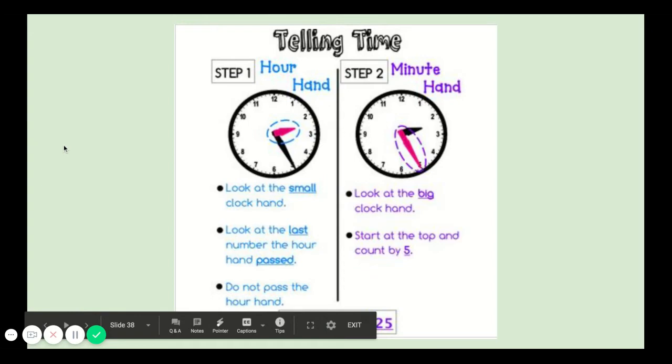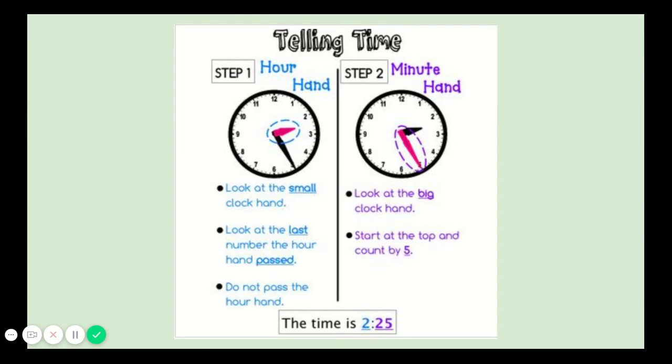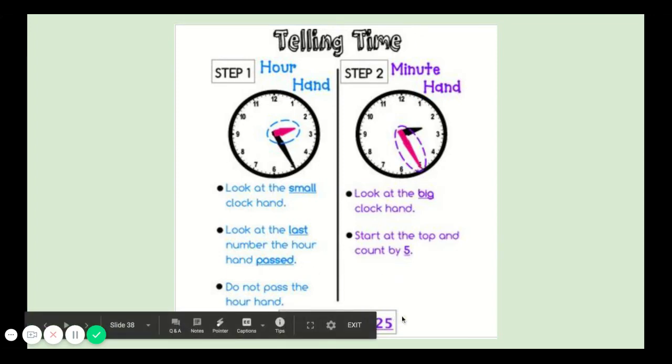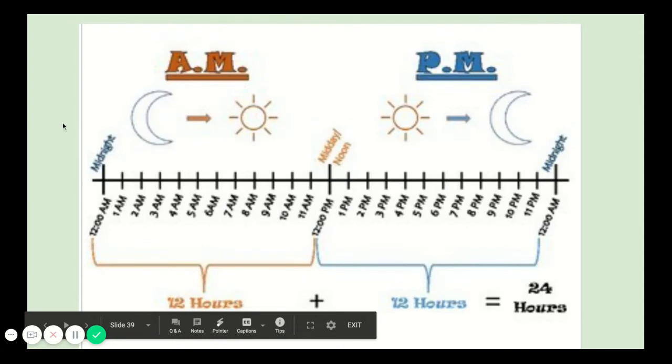When we tell time on an analog clock, there's 2 steps. First, we look at the hour hand, the small hand on the clock. It's important to go back and look at the last number the hour hand has passed. That is the hour. Second, we look at the minute hand. Look at the big hand on the clock. Start at the top and count by 5s. 5, 10, 15, 20, 25. The hour on this clock is 2. The minutes are 25. The time is 2:25.